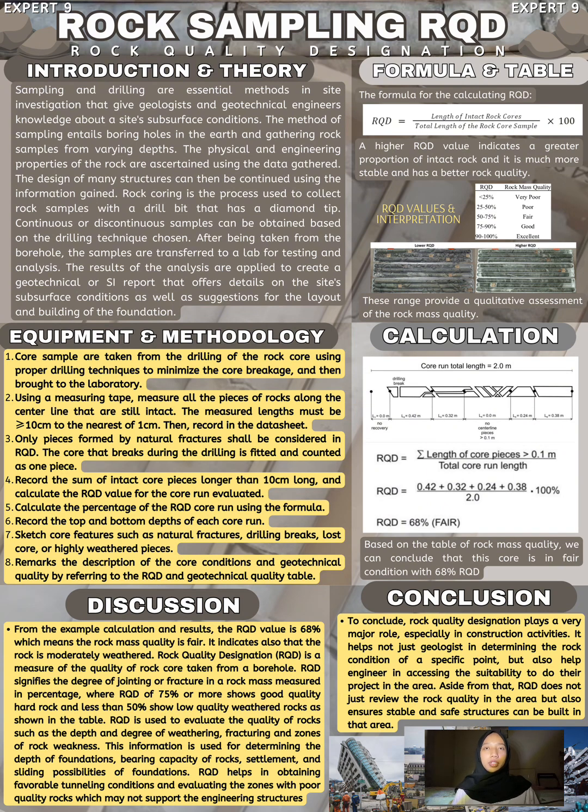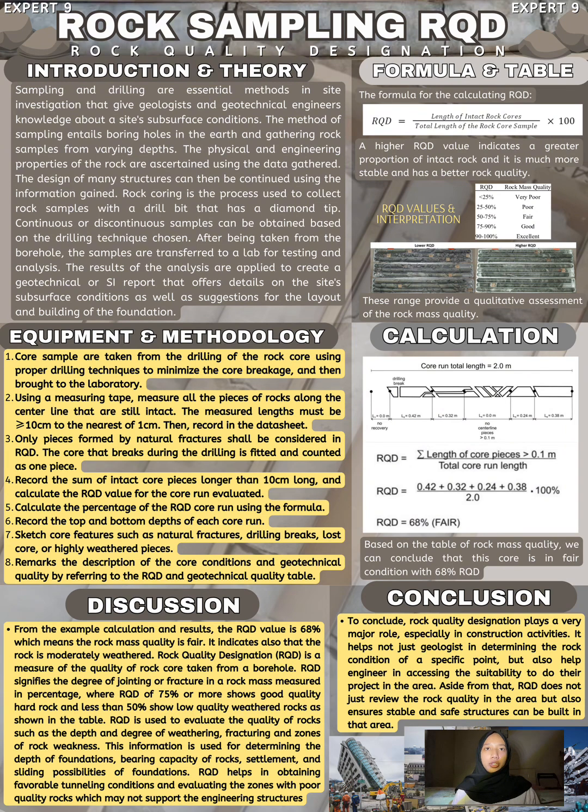This is the formula for calculating RQD, which is RQD equals the length of intact rock core divided by the total length of the rock core sample, and we multiply by 100. A higher RQD value indicates a greater proportion of intact rock, and it is much more stable and has a better rock quality. For an RQD less than 25, it is very poor rock mass quality.